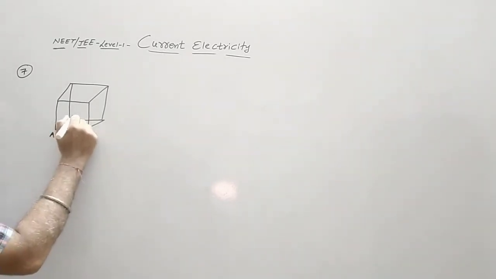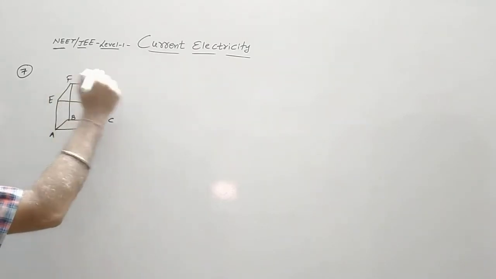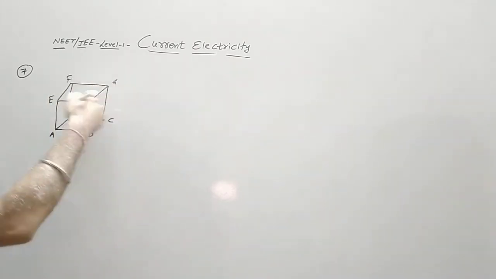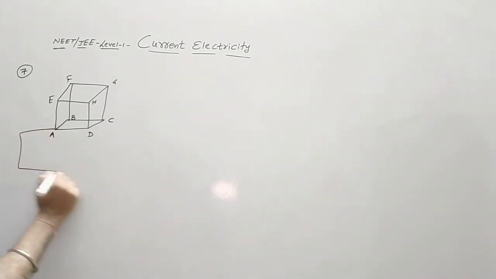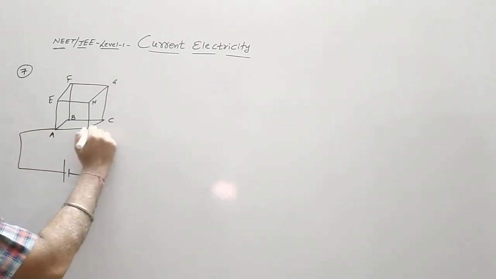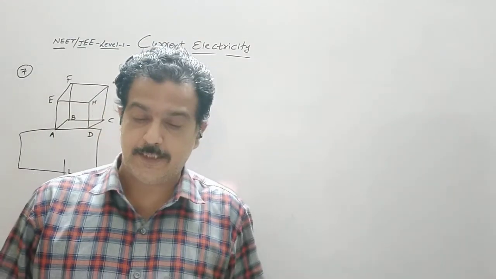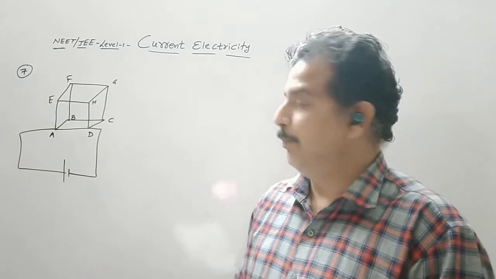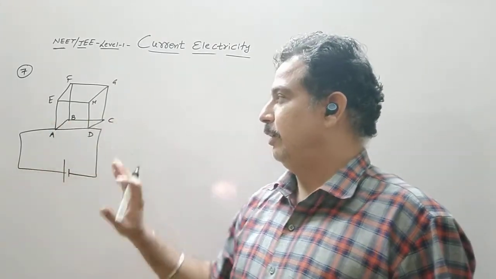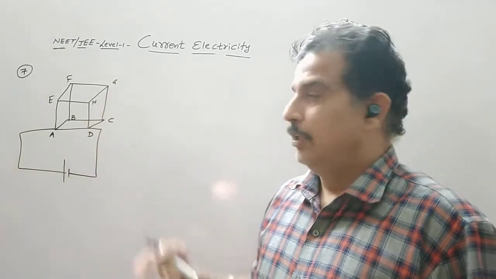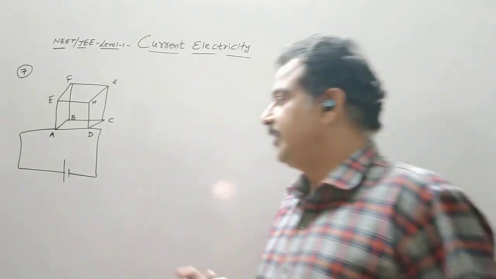So let us name this side as A, B, C, D. This is E, F, G, H. You have to draw exactly the shape of a cube. Let us connect a battery between A and D, because it is given that we find the resistance between two corners of the same edge of the cube. So you can connect between AD, DC or GH. In the previous sum, we connected a battery between the diagonals.